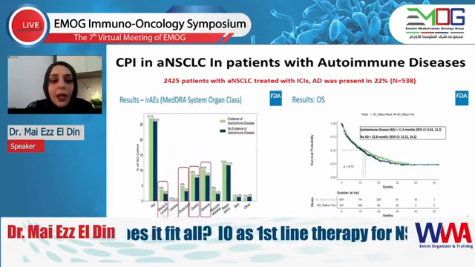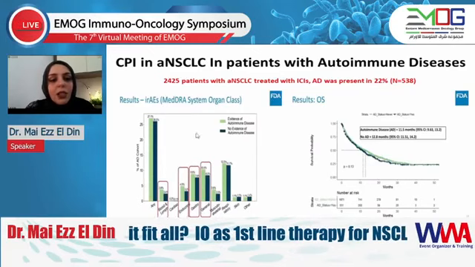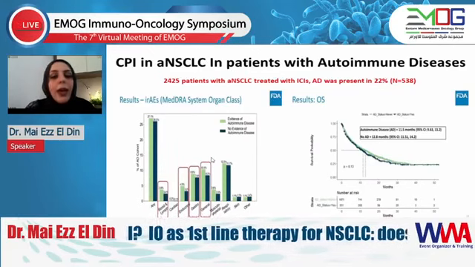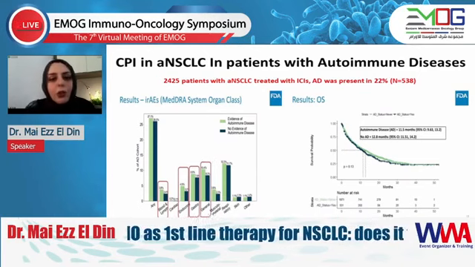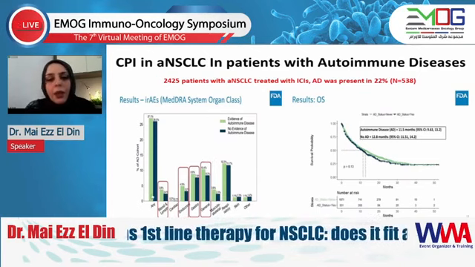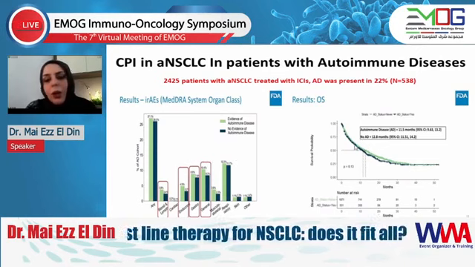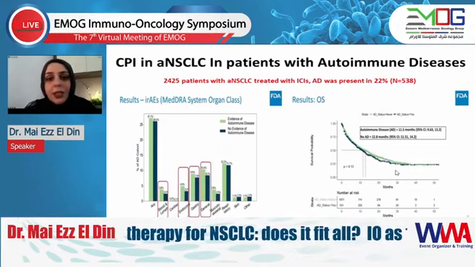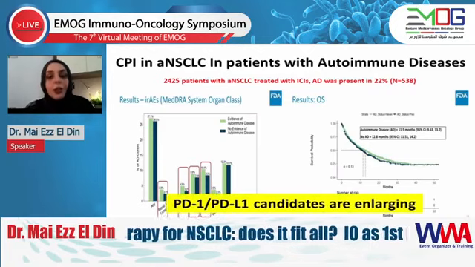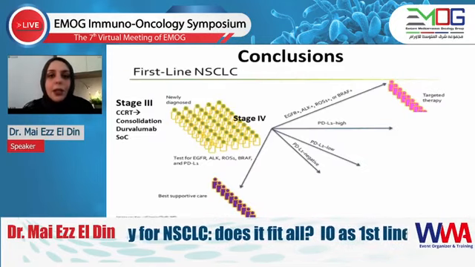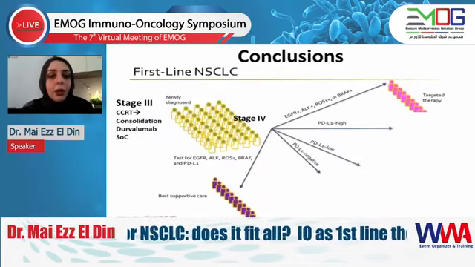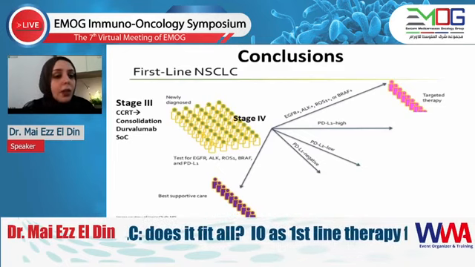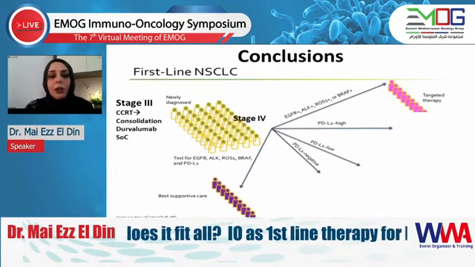And as you can see, the adverse events, as long as these patients were stable or not on active therapy, or perhaps not on any serious neurological autoimmune disease, they tolerated treatment quite well, and the outcomes were quite similar to patients who did not have any autoimmune diseases. So the pool is enlarging, it is accommodating more patients. So in the end, a conclusion, stage 3 concomitant chemoradiotherapy followed by consolidation durvalumab is our new standard of care.